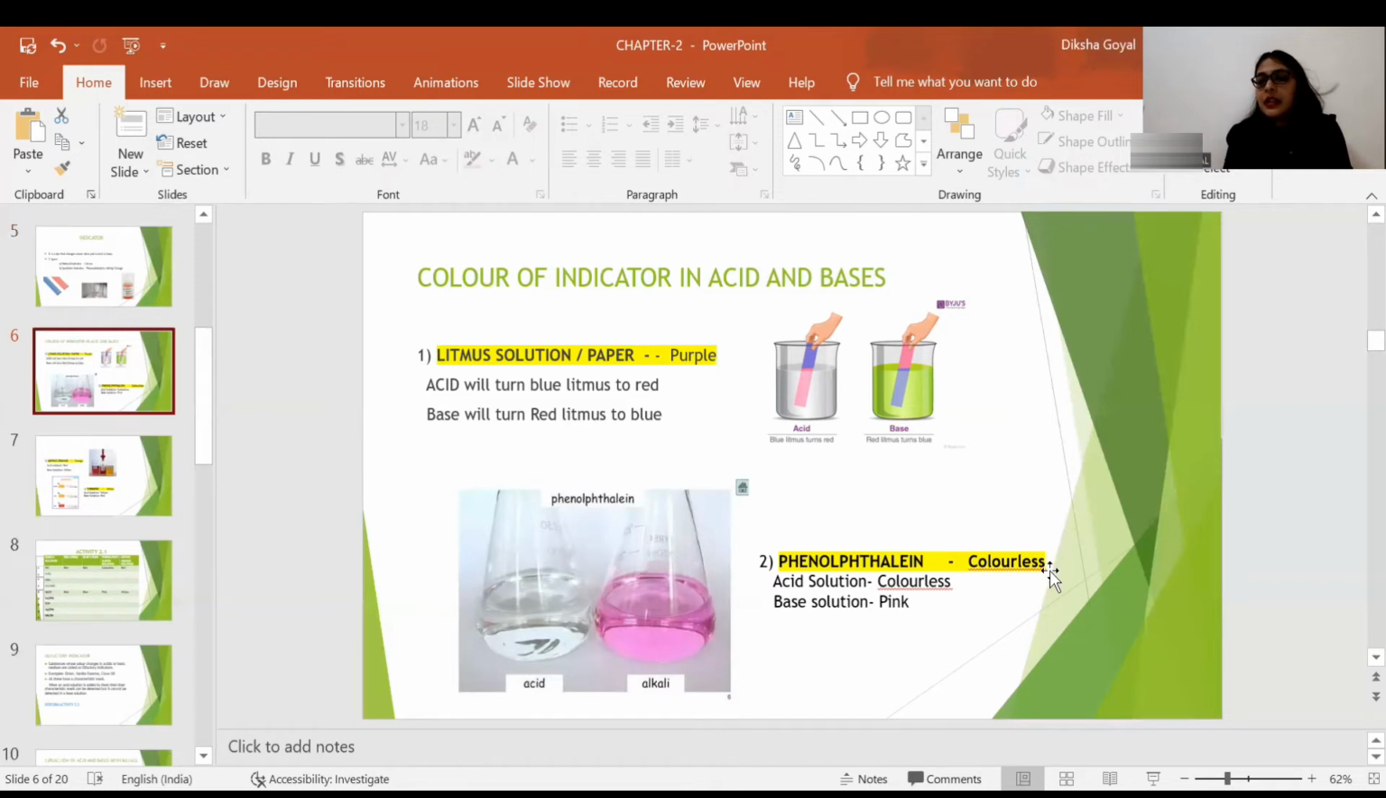It is actually colorless. But when you put it in acid solution, this was acid, when you put some phenolphthalein into it, it remains colorless. But if you put phenolphthalein into a base, it turns pink in color. Here you can see that it is written alkali, not a base. So water-soluble bases are known as alkali. Point to note that water-soluble bases are known as alkali.